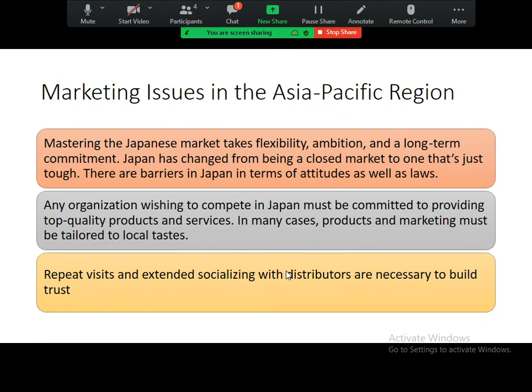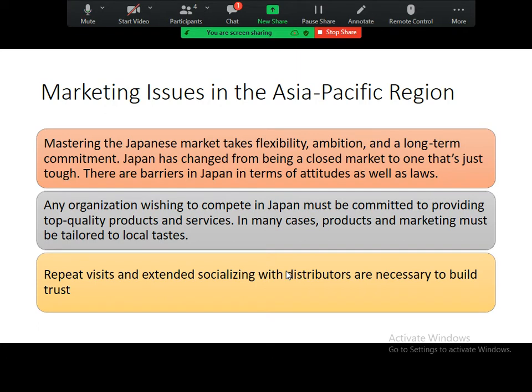Now, what are the various marketing issues in the Asia Pacific region? We will see the marketing issues in Africa as well as in Asia Pacific regions. So, we will discuss this important part. What are the marketing issues in Asia Pacific or Africa? That can be one of the questions in examination.